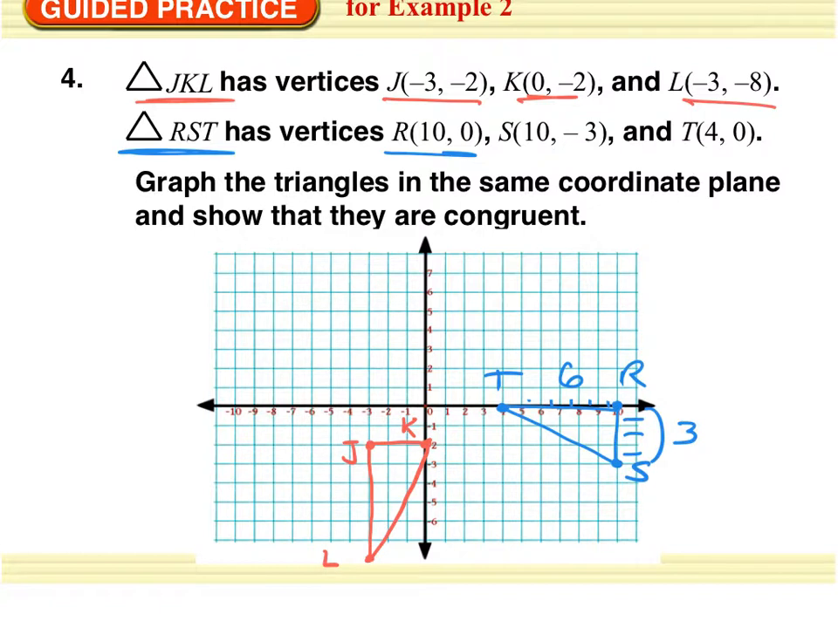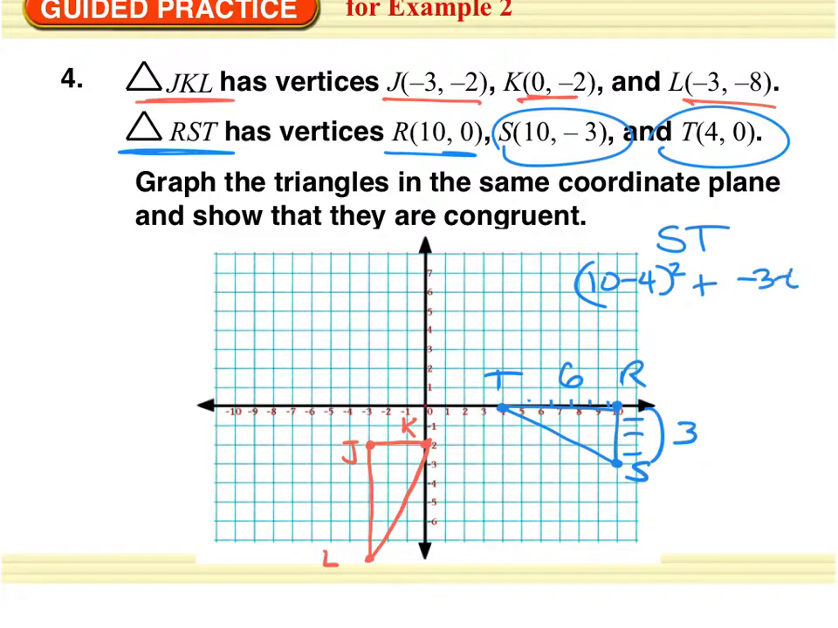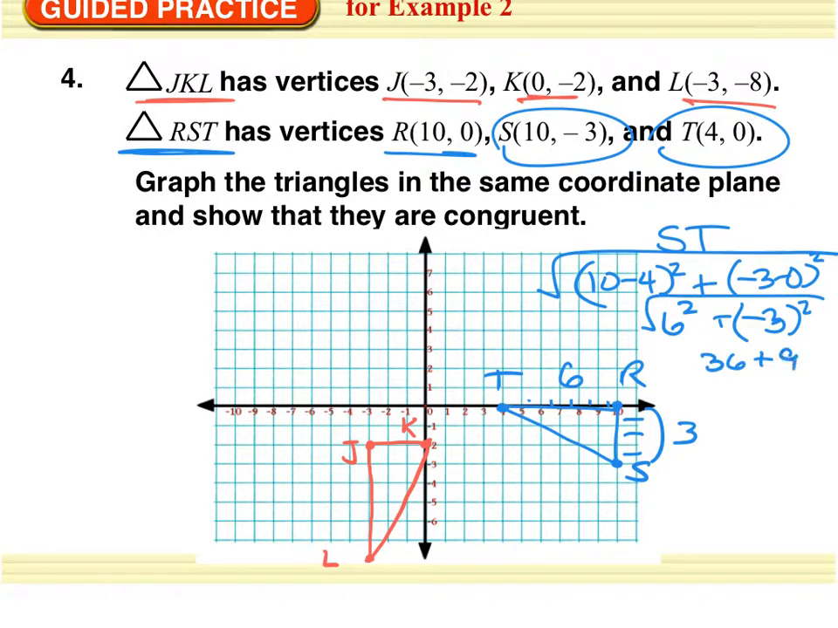Now to find the length of ST, I need to do the distance formula. So the distance formula, again, I'm using this ordered pair and this one. So I'm going to subtract the x's and square them. Subtract the y's and square them. And then I square root. So 6 squared, -3 squared, all under the radical. So 36 plus 9, get 45.